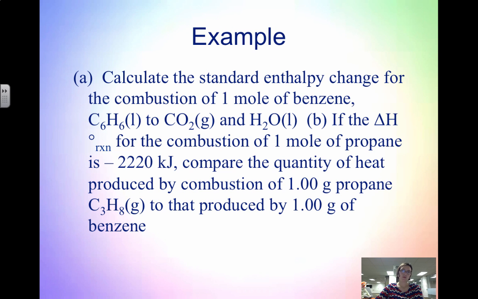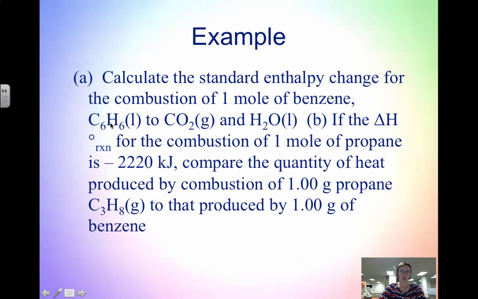So let's look at an example. This says to calculate the standard enthalpy change for the combustion of 1 mole of benzene to CO2 and H2O. And then B says if delta H naught of reaction for combustion of 1 mole of propane is this, compare the quantity of heat produced of 1 gram of both propane and benzene. So with A, we need to calculate the standard enthalpy change for combustion of benzene. If you're not sure what to do, I would say start by writing out a reaction. So start by writing the reaction of combustion and balance it.